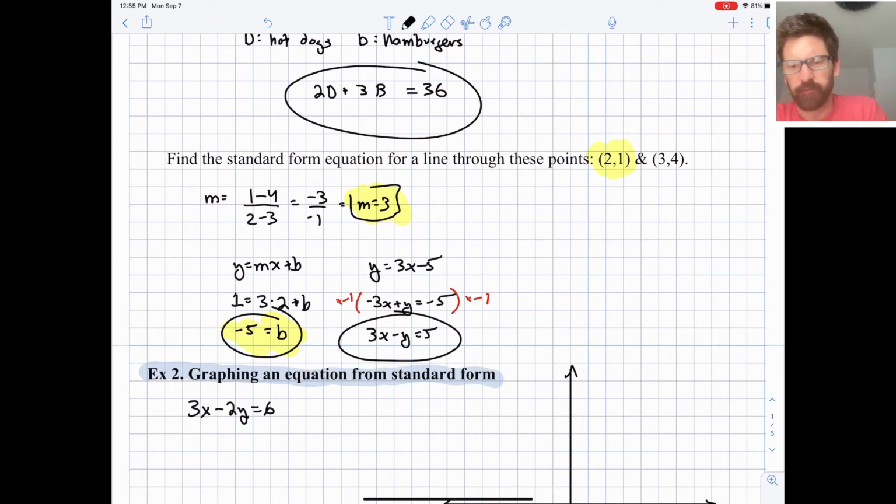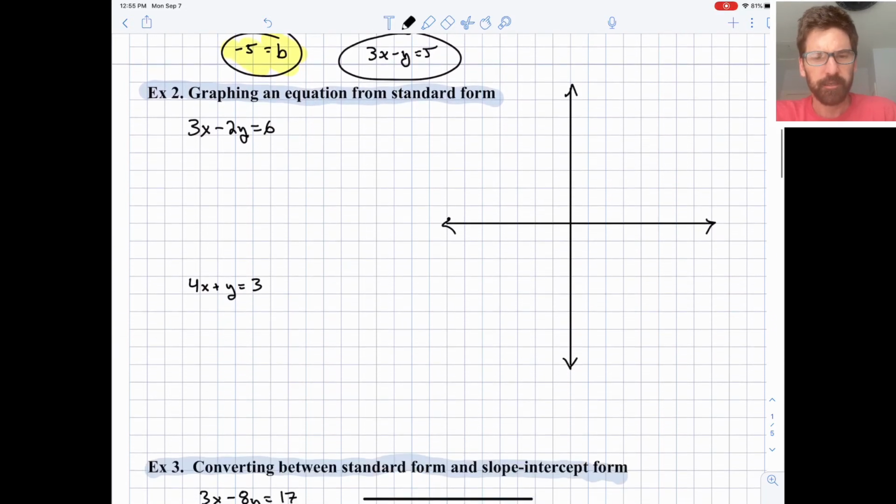So for this point over here, 3x take away 1y, so 3 times 2 minus 1 times 1 is 5. It checks out. And it should check out for here as well. Is 3 times 3 minus 4 equal to 5? Yeah, so they check for both. Okay, so it looks like we did it correctly.